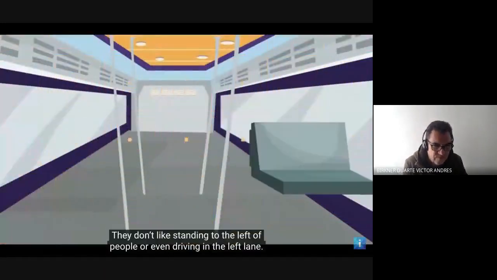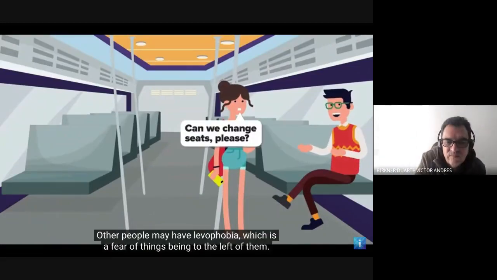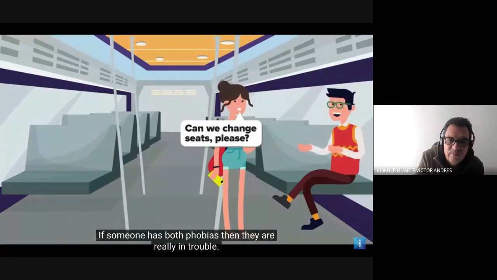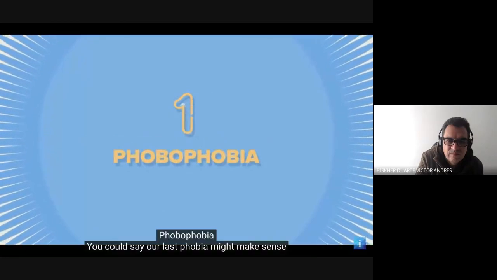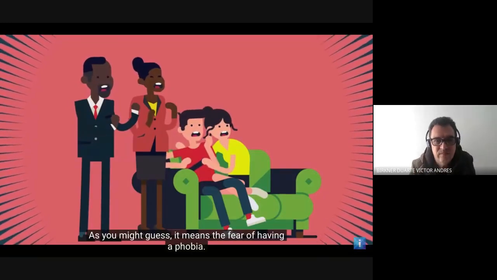They don't like standing to the left of people or even driving in the left lane. Other people may have levophobia, which is a fear of things being to the left of them. If someone has both phobias, then they are really in trouble. Number 1, phobophobia. You could say our last phobia might make sense after you've watched this show, so it's the right way to end. As you might guess, it means the fear of having a phobia.